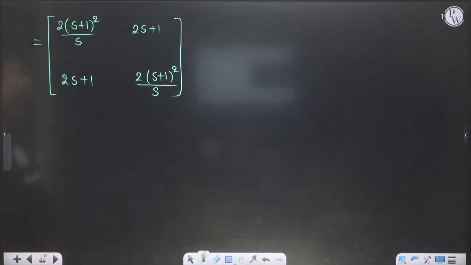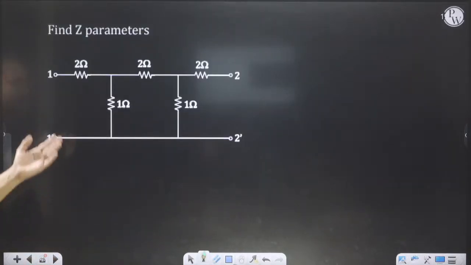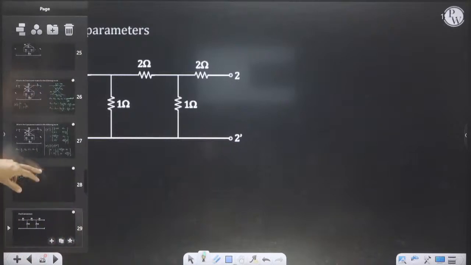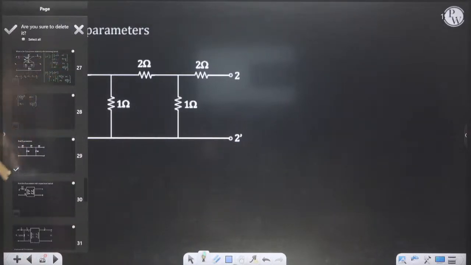So it is very easy, just a lengthy process. We have derived this in the previous class, so we are not going to do this again.